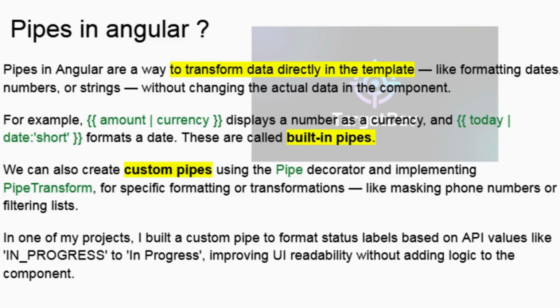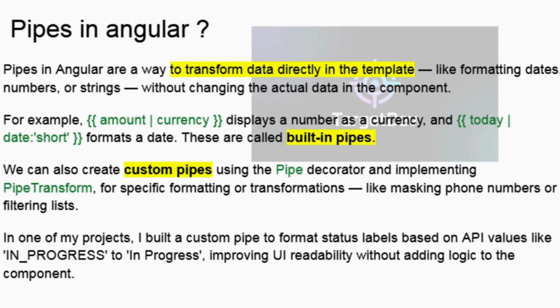Pipes are a way to transform data directly in the template, like formatting dates, numbers, or strings, without changing the actual data in the component. For example, amount | currency displays a number as currency, and today | date:'short' formats a date. These are called built-in pipes. We can also create custom pipes using the @Pipe decorator and implementing PipeTransform for specific formatting or transformations like masking phone numbers or filtering lists.